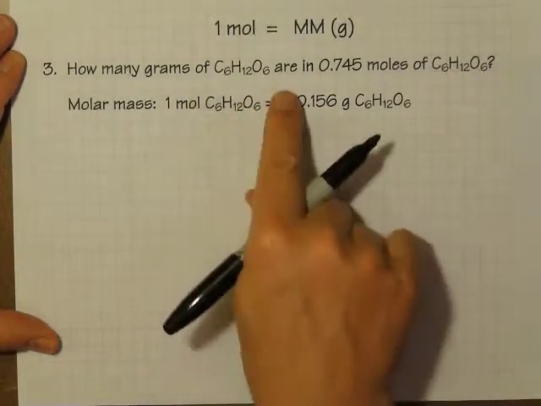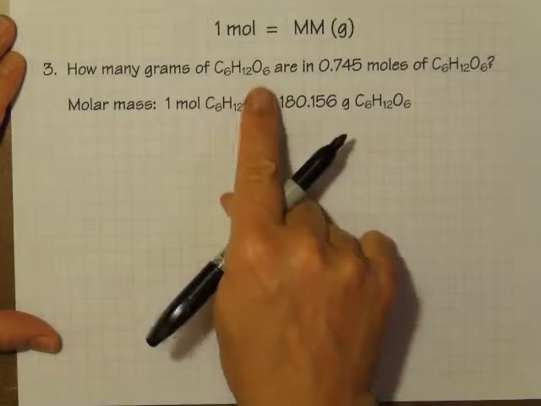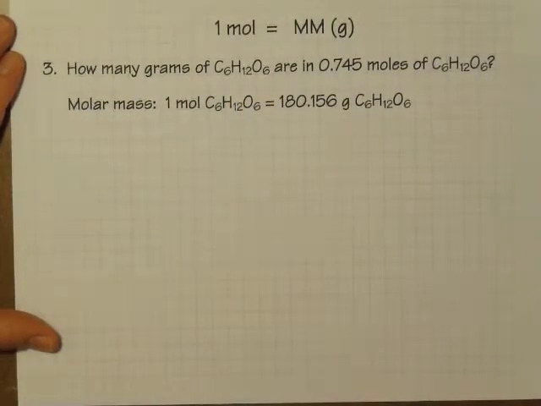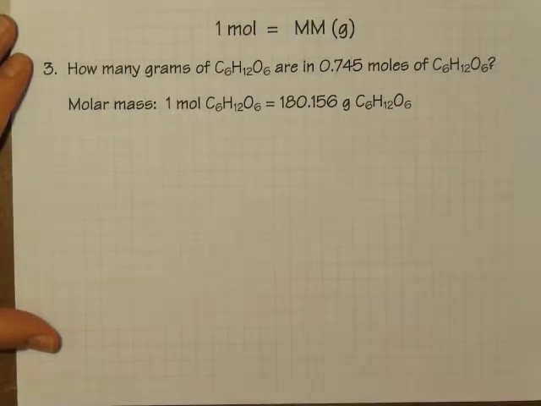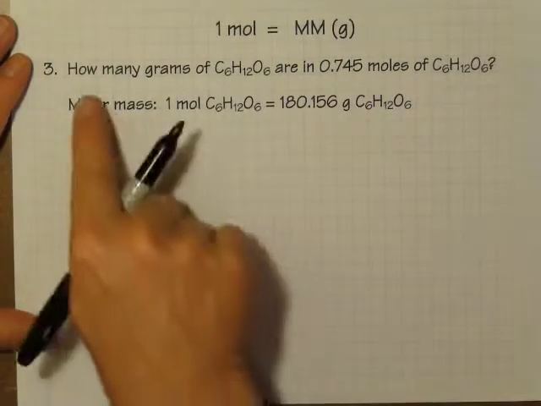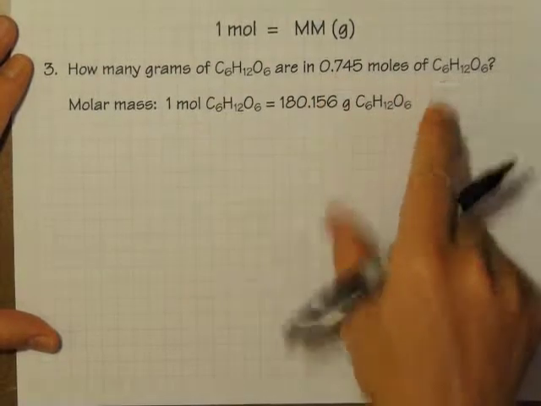Alright, so let's try the next problem. It says, how many grams of, wow, what is that? C6H12O6. That's glucose. That's the sugar that's in your blood. Feeling like you got a little low blood sugar? Go get yourself a candy bar. Come right on back. How many grams of glucose are in 0.745 moles of glucose?